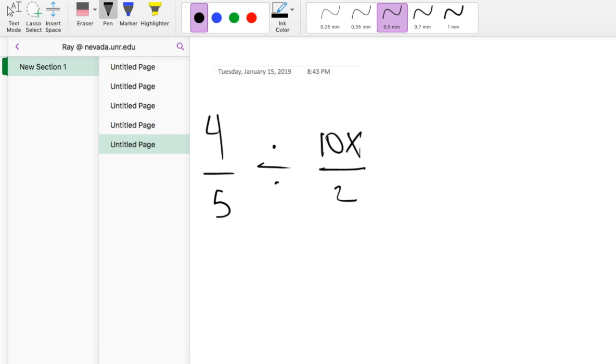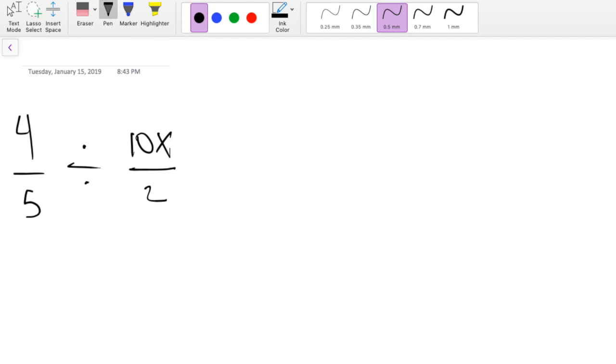Alright, so I skipped over number 5 because it's basically the same thing that we've been doing, just with different numbers. So just so we can get through this. Alright, so this one's a little different, but not really.